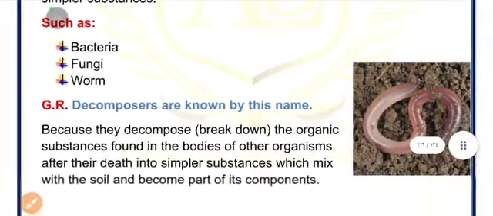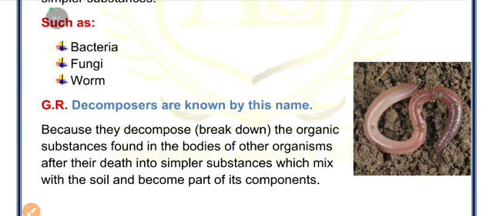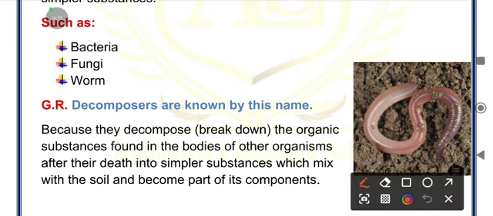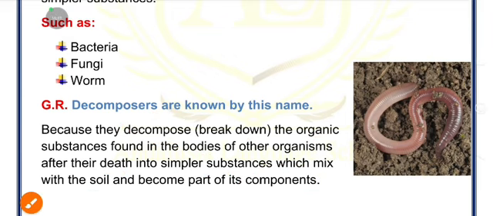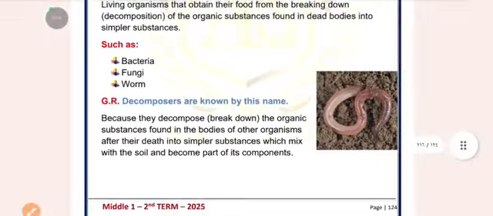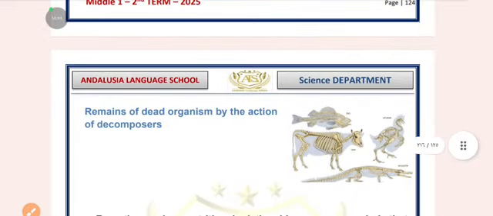So, give reason. Decomposers are known by this name. Why decomposers? They are called by this name because they decompose or break down organic substance inside the bodies after death into simpler substance and return them to the soil, which become a part of the components of this soil. Okay? So decomposers break down the remains of dead bodies into simpler substance back to the soil.